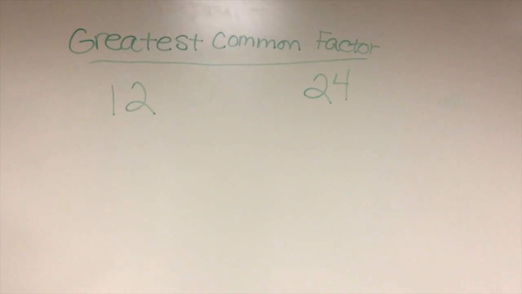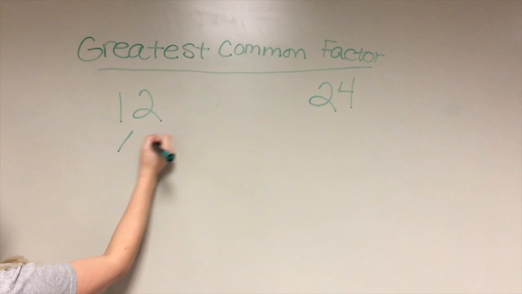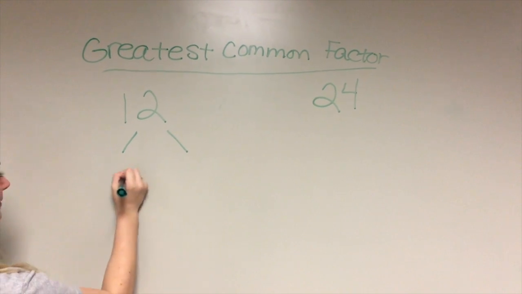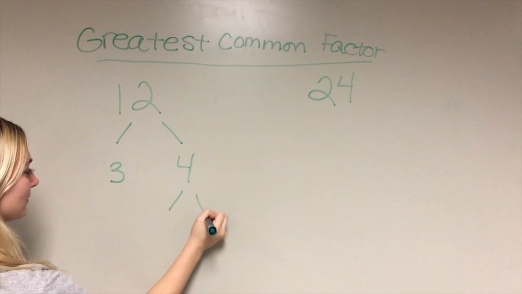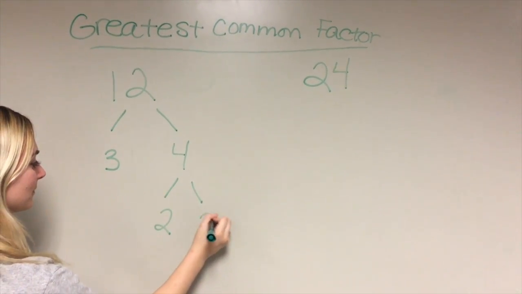For this second example problem, we will be taking the numbers 12 and 24 again, and we'll be factoring each number down in the prime factorization tree. So we start off writing the number 12 on top, then we break it down into 2 factors of 12, and in this case that will be 3 and 4. Since 3 is a prime number, we can no longer factor that down, but 4 can be factored into 2 and 2.